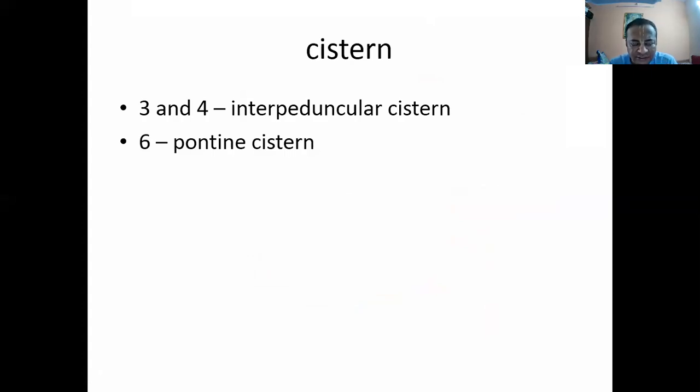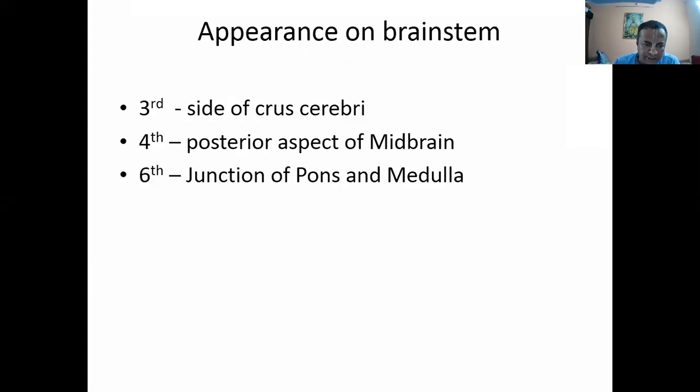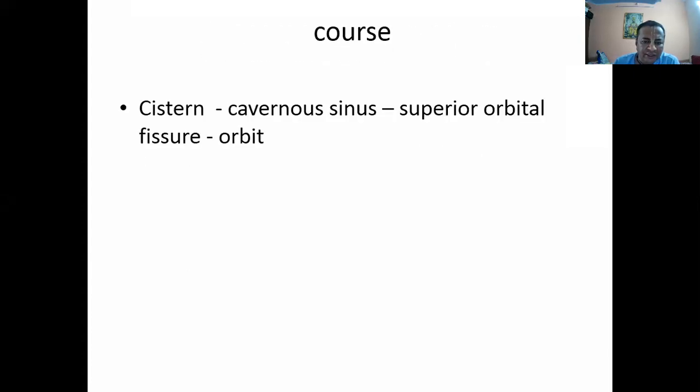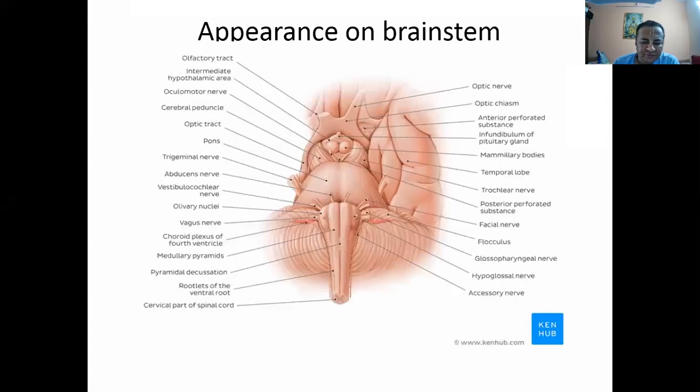Now what is a cistern? Cistern is a dilatation of the subarachnoid space. So the third and the fourth nerve pass through the interpeduncular cistern. Now what is the interpeduncular cistern? The interpeduncular cistern is formed in this area by the crus cerebri posteriorly and optic chiasma anteriorly. Here the subarachnoid space dilates, and this place is called the interpeduncular cistern.